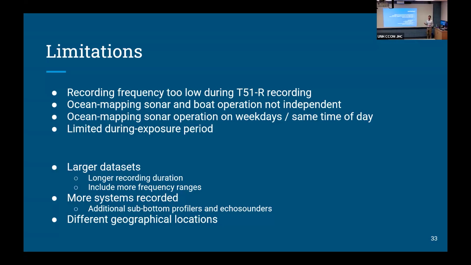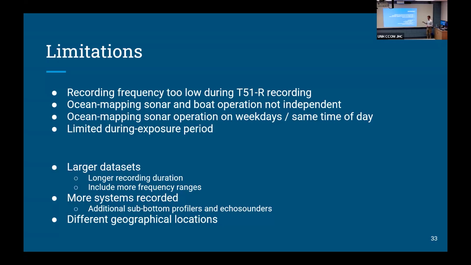Weekdays, same time of day. Again, you don't see any time on weekends when they're in operation or at a crazy time in the middle of the night. Limited during exposure period, especially during the PS40. There's only about 3 days of recording pre-exposure and just a few short hours during exposure. So if I were to do this again, I would try to have the PS40 in operation for several different days at different times of day.